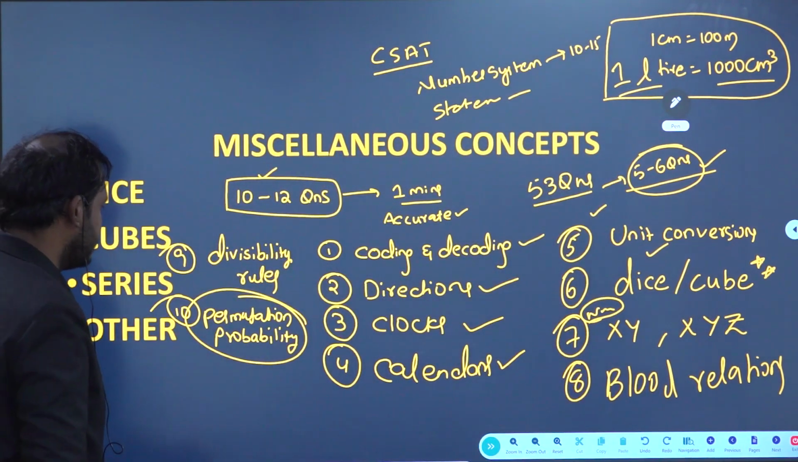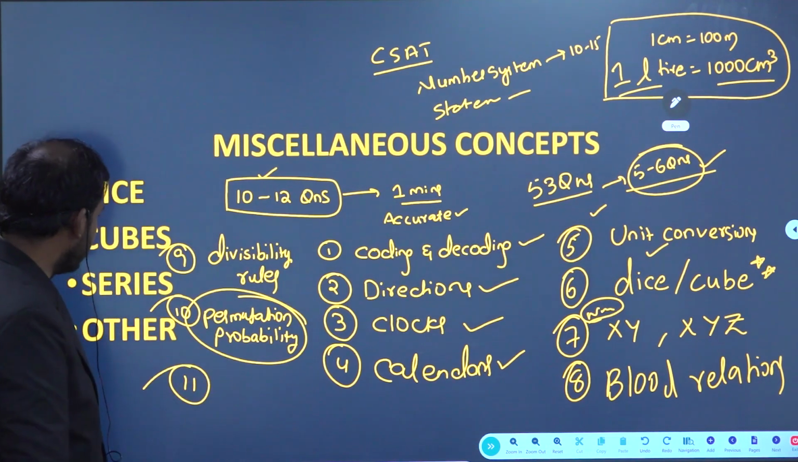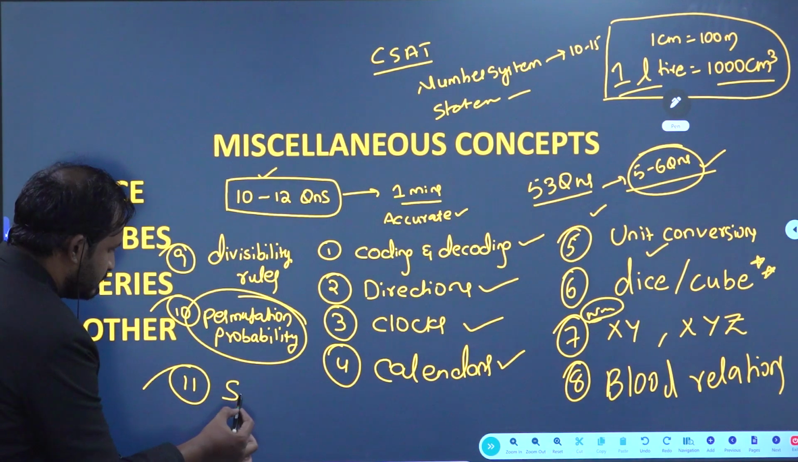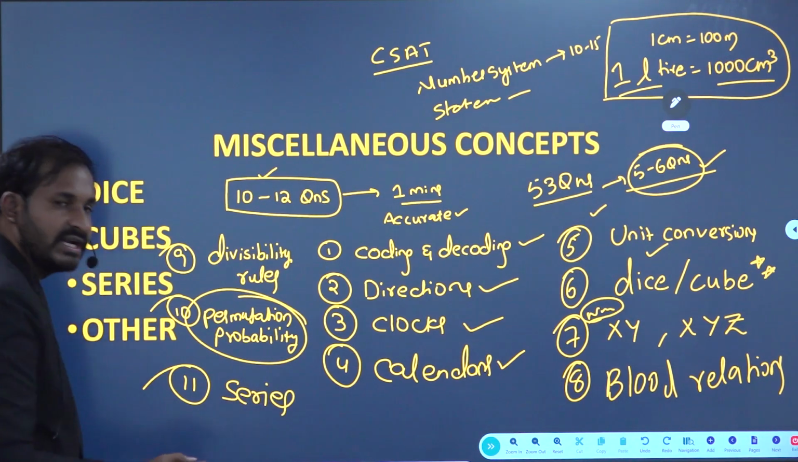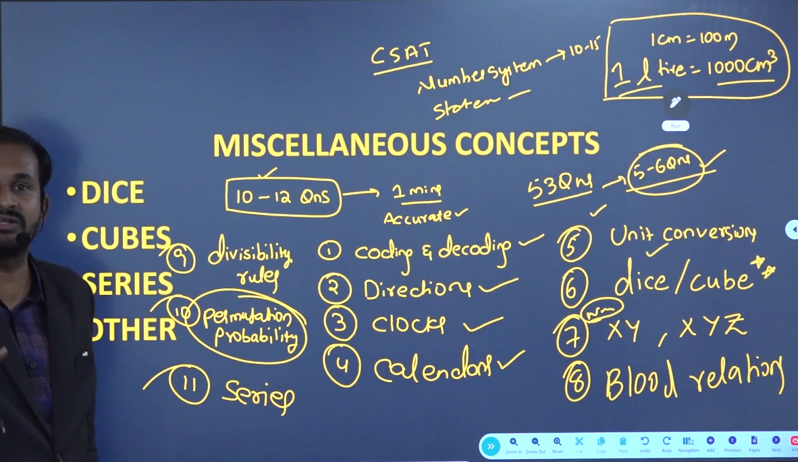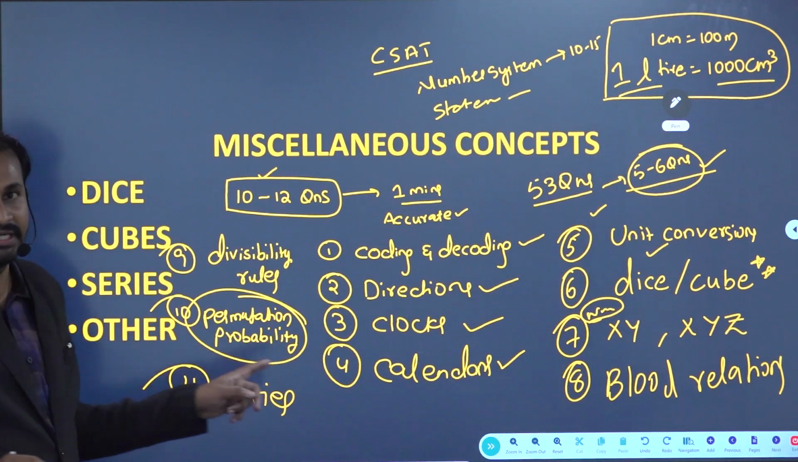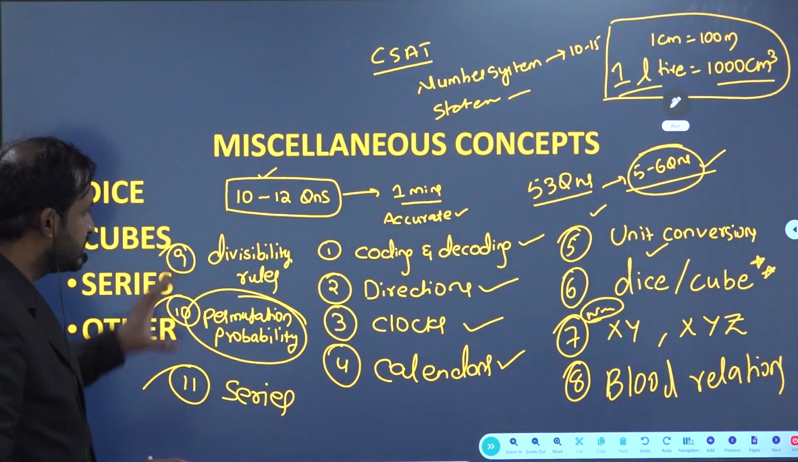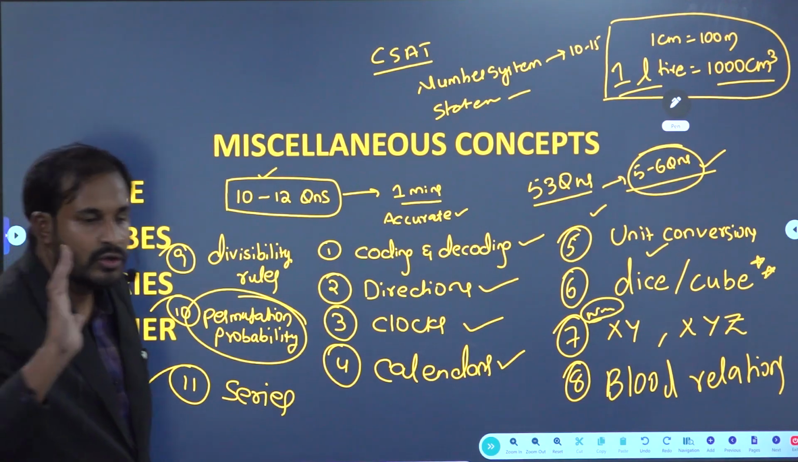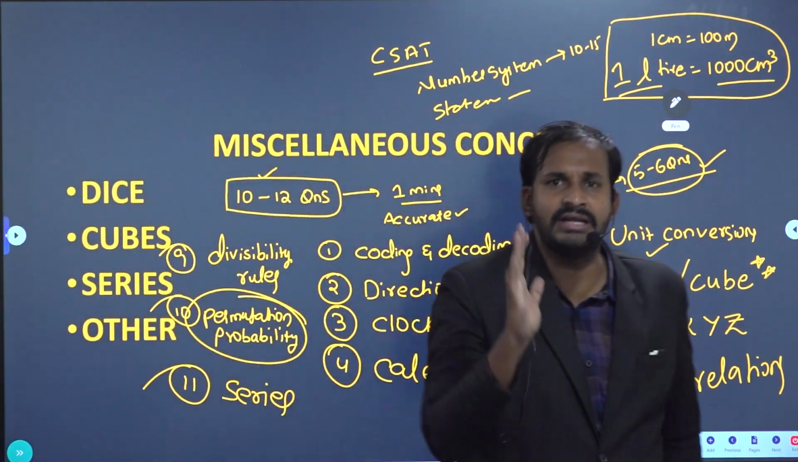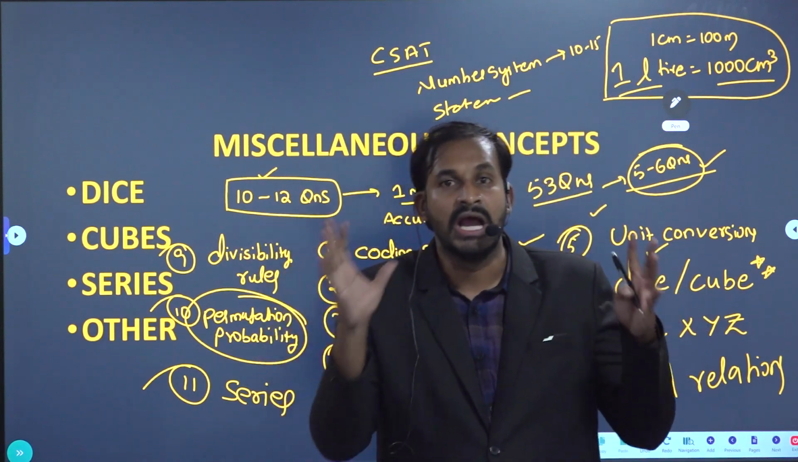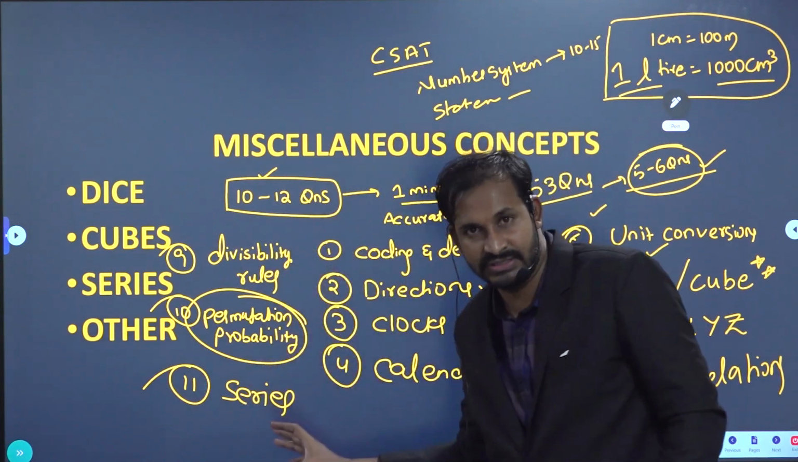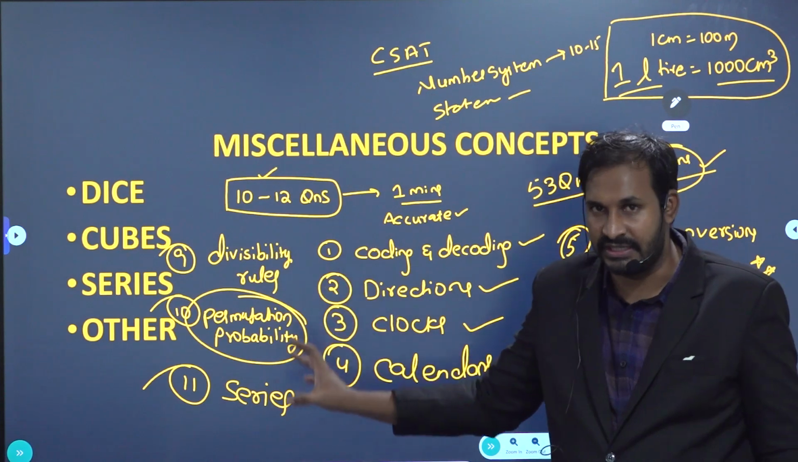Okay, next, the questions from series. They are definitely asking one series question, whether it is an alphabet series or number series. Today we will discuss that one. Like this, they are asking some 10 to 12 questions. So our goal should be that immediately after opening the question paper, our eyes should search for questions from these areas.